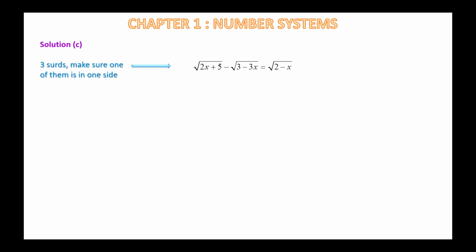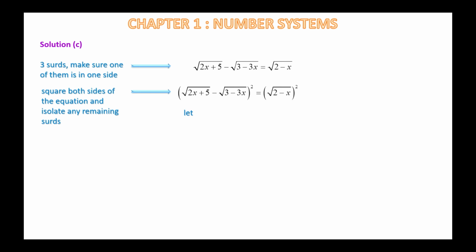Solution C. Three surds, make sure one of them is in one side. Root 2x plus 5 minus root 3 minus 3x equals root 2 minus x. Square both sides of the equation and isolate any remaining surds.